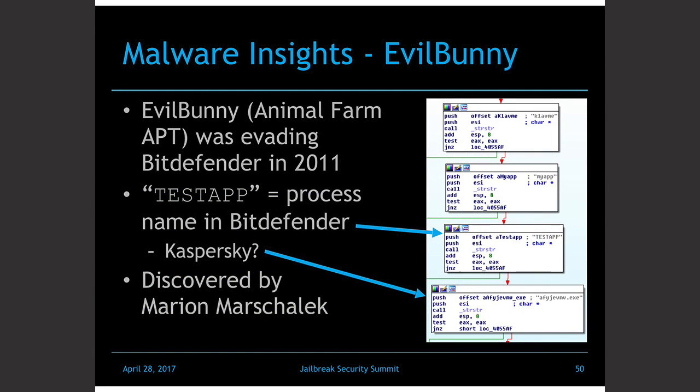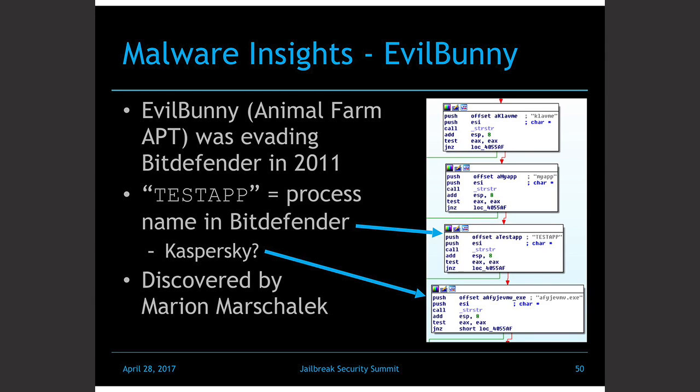And it's not only generic crimeware and boring malware, it's advanced APTs as well. This is the Evil Bunny malware from the so-called Animal Farm APT, which was evading Bitdefender back in 2011. It would check, is my name test app, and if it was, it wouldn't run. And this other name, the AFYJ thing, that looks kind of like one of those randomized names from Kaspersky. I don't know what it is, but we certainly know that test app is a Bitdefender artifact. So advanced APT malware from the Animal Farm APT was evading Bitdefender back 6 years ago in 2011, and those artifacts are still there. I discovered them independently.